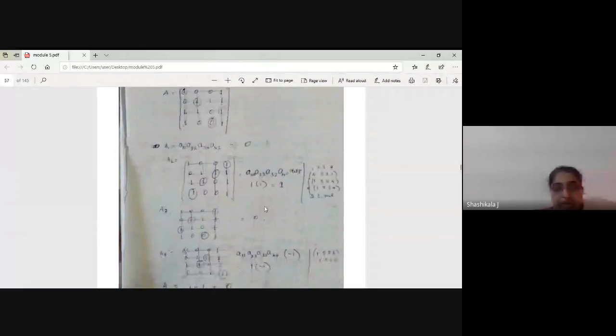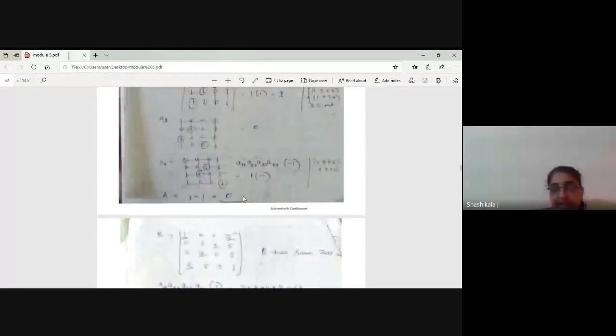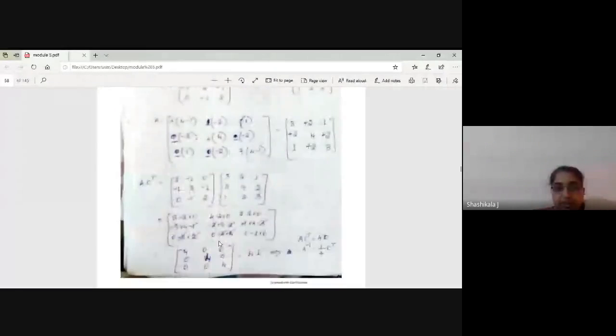Next, A3, for the same, I am getting one of these combinations, this and this, so it will be 0. If I add all this, it will be 1 minus 1, which is 0. Okay, got it? Understood? Okay.